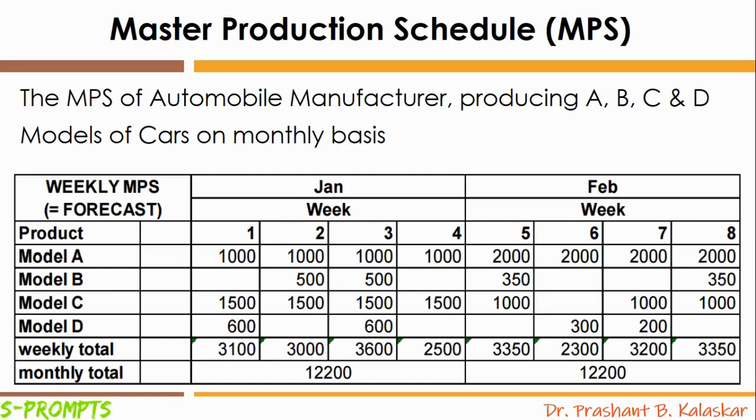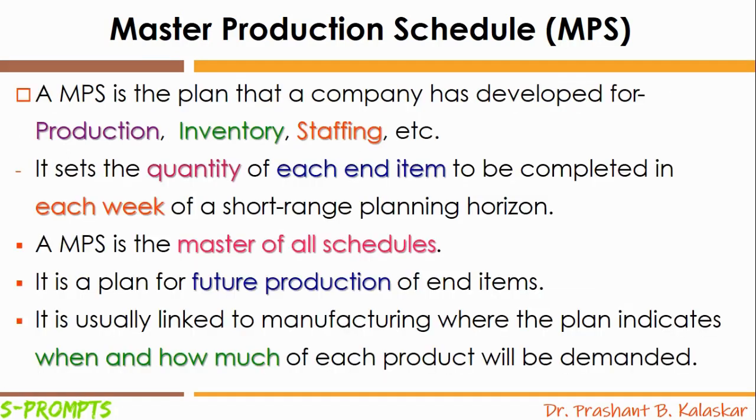Model B's demand in the market may be low, hence the master production schedule shows a production plan of only 500 units in week 2 and week 3 in the month of January, and in the month of February it is only 350 units in week 5 and week 8. This is how, depending upon the demanded quantity in the market or the daily production capacity, the master production schedule is prepared for each end item, that is, finished product, on the time horizon.